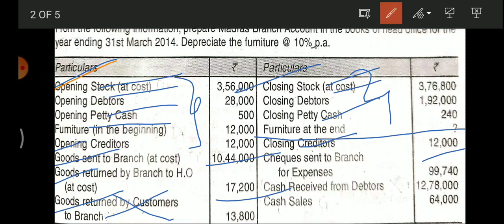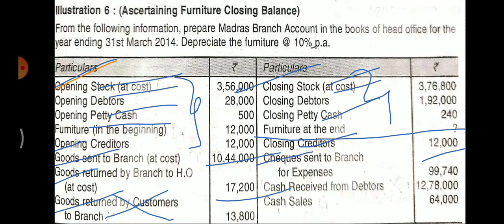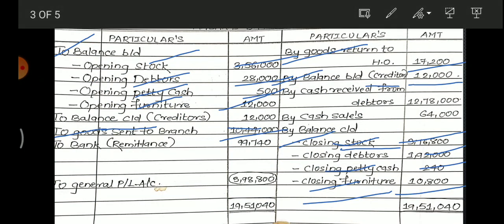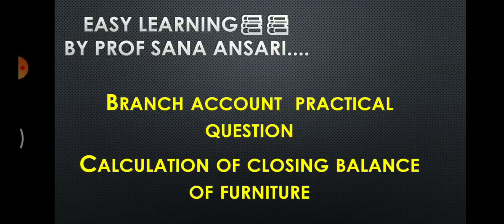Now the next one is cheque sent to branch. A cheque has been sent to the branch, so the branch will receive 99,740. It will be mentioned on the debit side as bank. That is why here we have to use the word bank. And the cheque sent is nothing but the remittance.